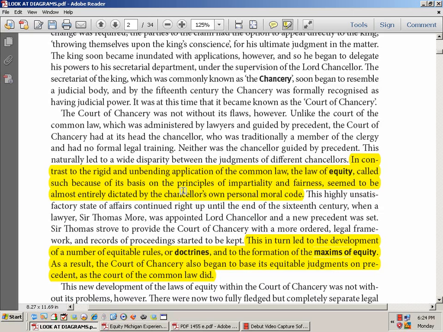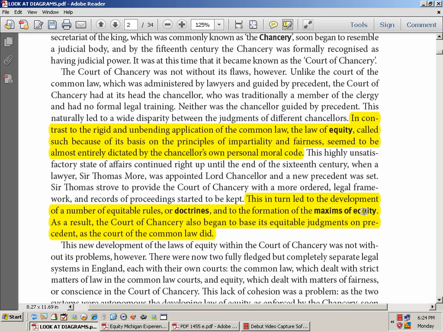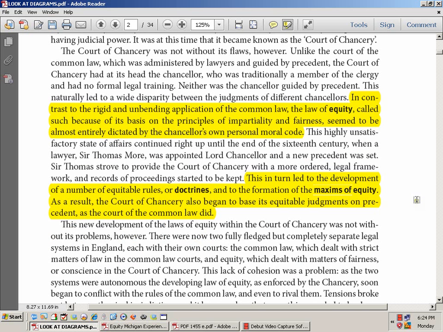Okay, so in contrast to the rigid and unbending application of the common law, the law of equity, called such because of its basis on principles of impartiality and fairness, seemed to be almost entirely dictated by the Chancellor's own personal moral code. Well, the guy used to be a bishop. The guy who started it was a bishop. And this Sir Thomas More ended up becoming a saint. He was a closet Catholic.